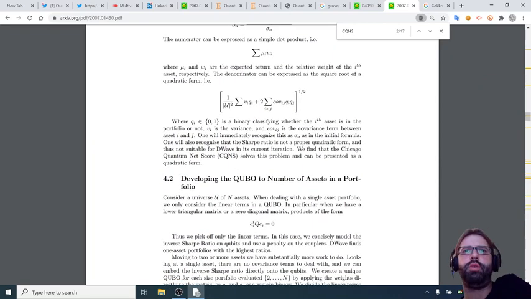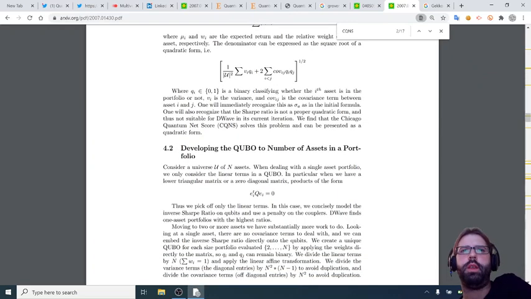Consider a universe U of n assets when dealing with a single asset portfolio. We're considering in particular Q when we have it as a triangular matrix, as products of the form with a pick-out on linear terms. If you have two or more assets, then we have more work to do. Blah, blah, blah.